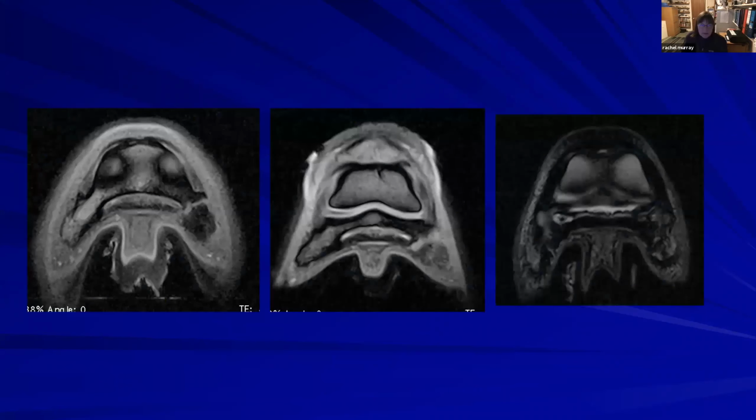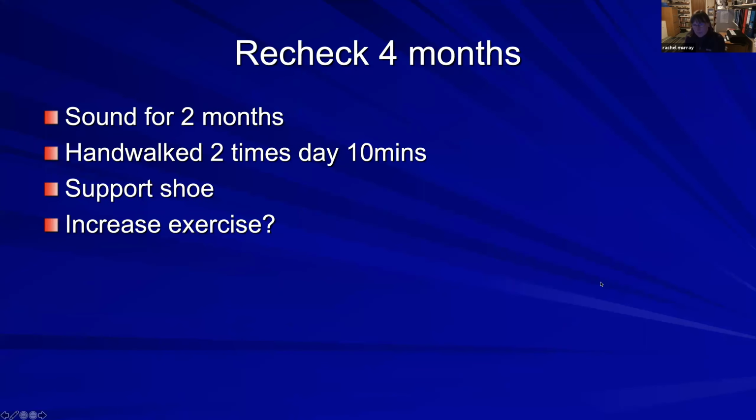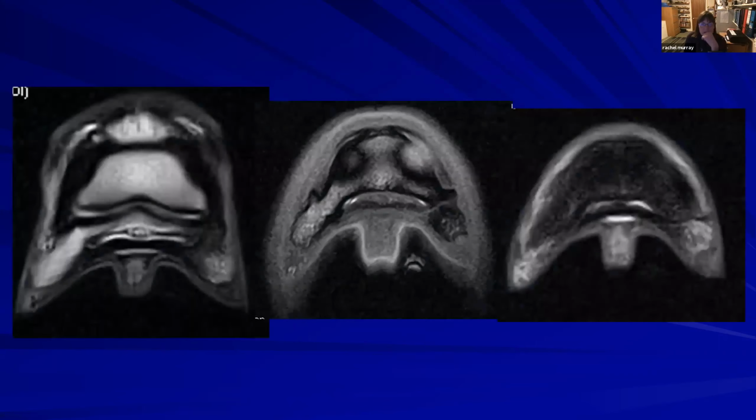So on MRI, this horse has got a fairly classic wing fracture here, involving the insertion of the distal digital annular ligament, which you can see has really high signal intensity at the bone ligament interface, and it's enlarged. So at a recheck at 4 months, it had been sound for 2 months, being hand walked with a support shoe. And the question at this point was, should we increase its exercise? So we did an MRI to help us plan.